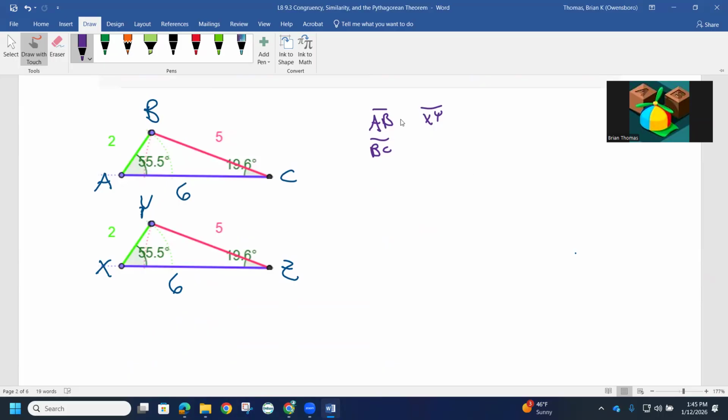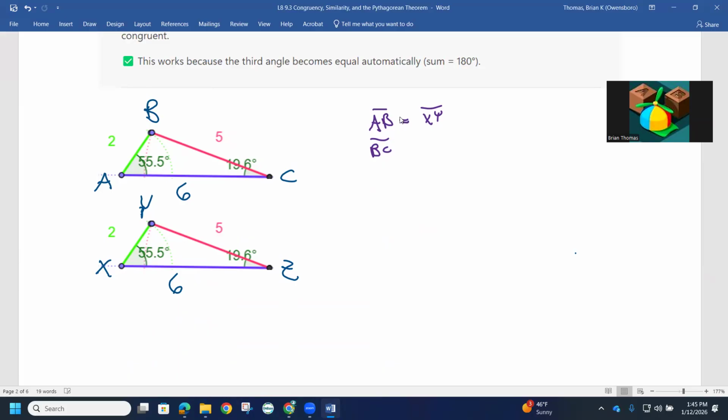So side AB, it's an equal sign, and then a little squiggly line like that. That's a congruent symbol. Side BC, equal sign with the little thing above it, is congruent to YZ. So BC would correspond to YZ. They're the same length. And what does that leave us? Side AC would be congruent to side XZ.